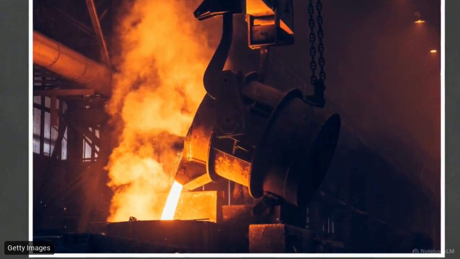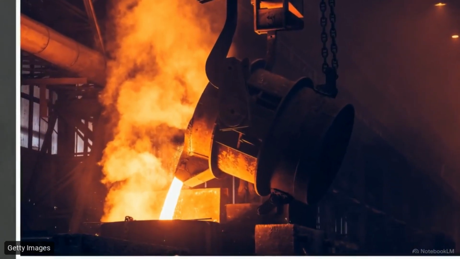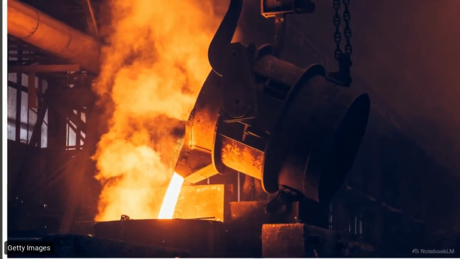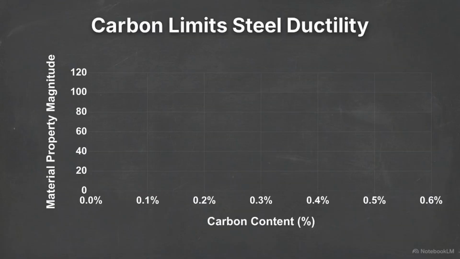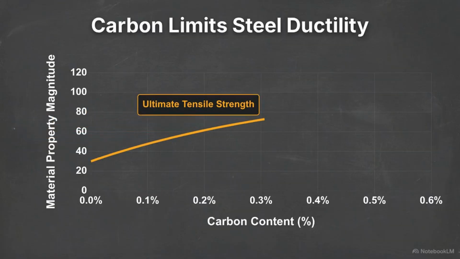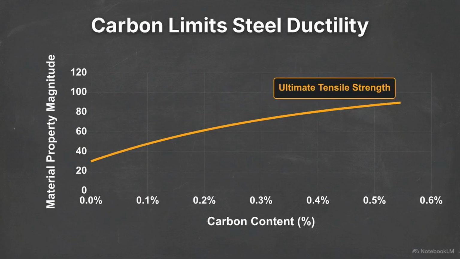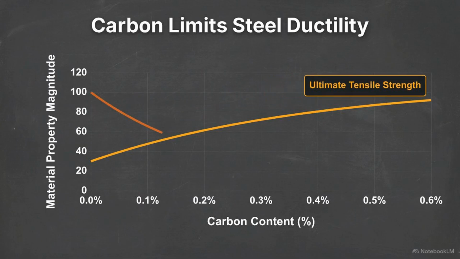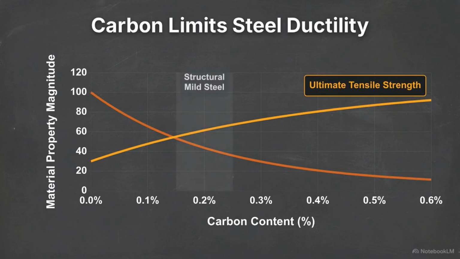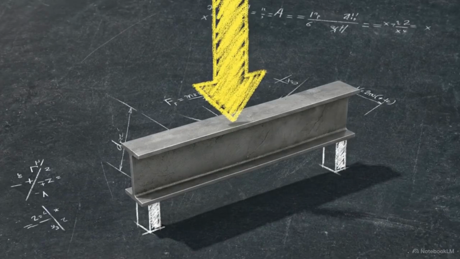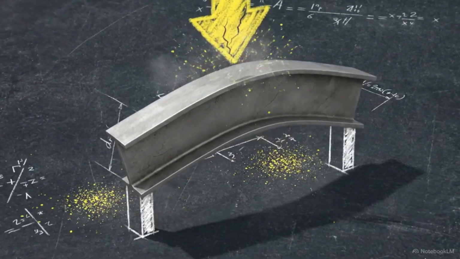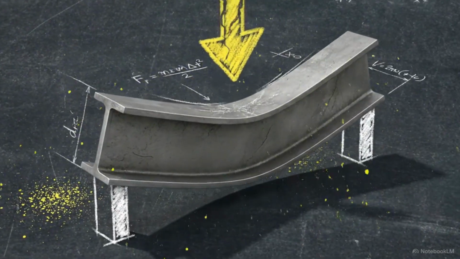It begins as a molten matrix of iron, known as ferrite, and carbon, known as cementite. As the carbon percentage increases, the ultimate tensile strength follows, making the steel harder. However, there is a critical trade-off. As carbon content goes up, both ductility and weldability drop significantly. Ductility represents the material's capacity to undergo large plastic deformations without a sudden fracture.